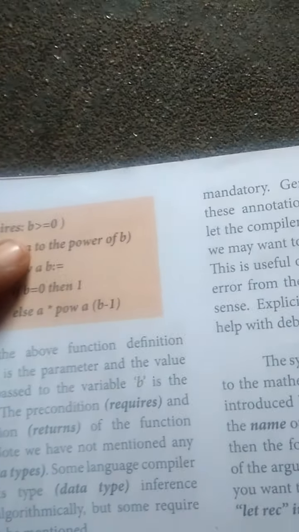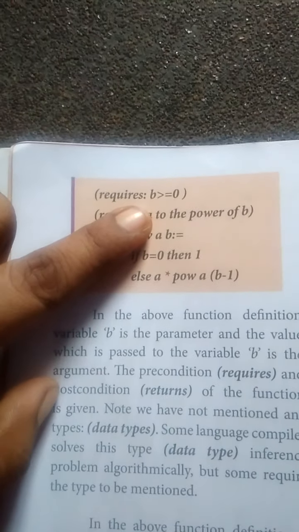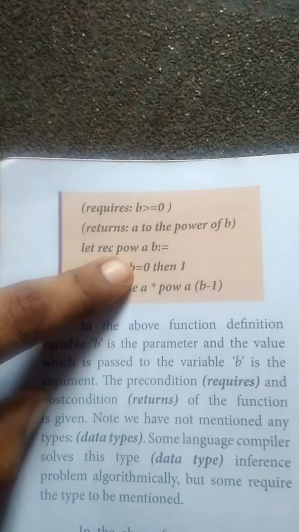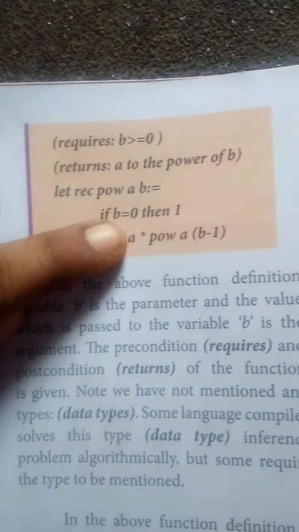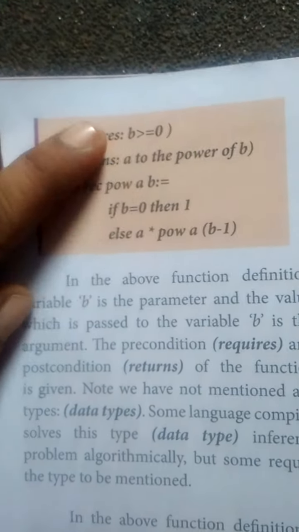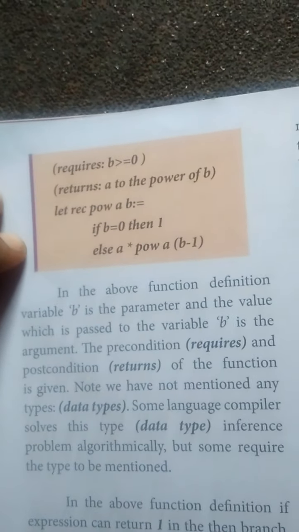So b is a variable, and I have a precondition and a postcondition. And in this, I have not specified any data types. I don't specify any data types in the following codings.